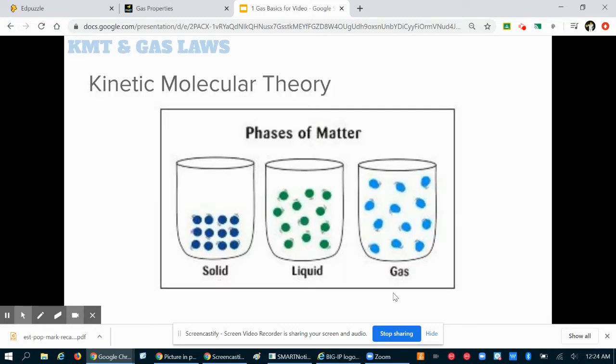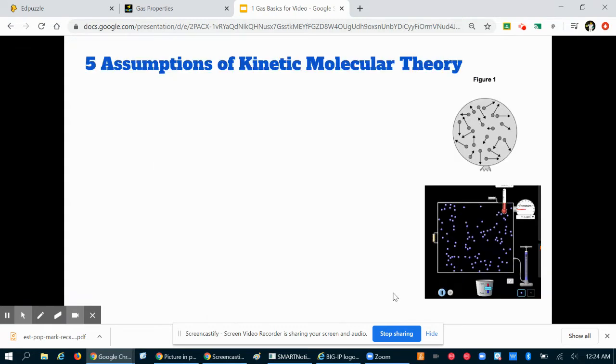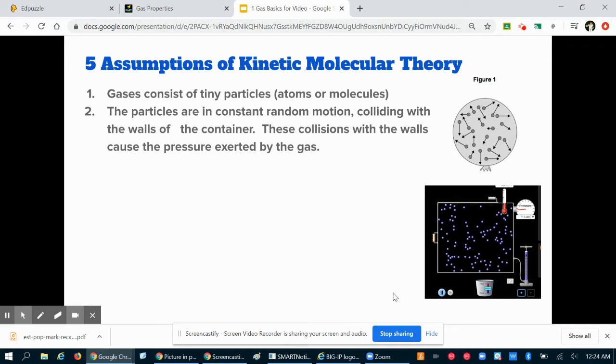So remember that there are three different states of matter: solid, liquid, and gas. We're going to focus on gas, but many of the things we're going to talk about can be applied to solids and liquids as well. So thinking about gases, we know that they consist of tiny particles, atoms or molecules, and the particles are in constant random motion. They're colliding with the walls of the container, and this is what causes pressure in the container.